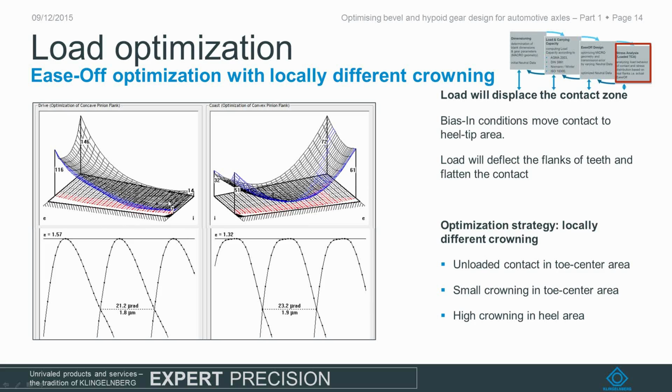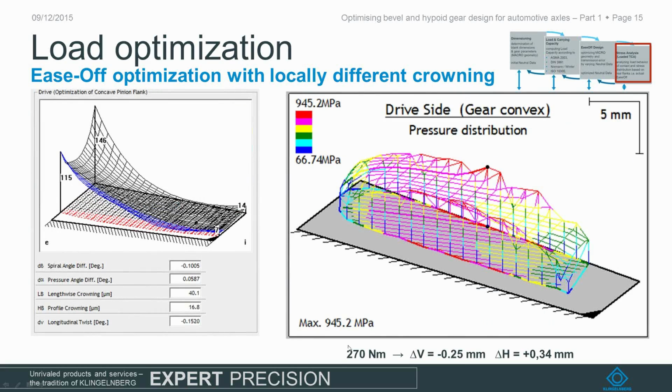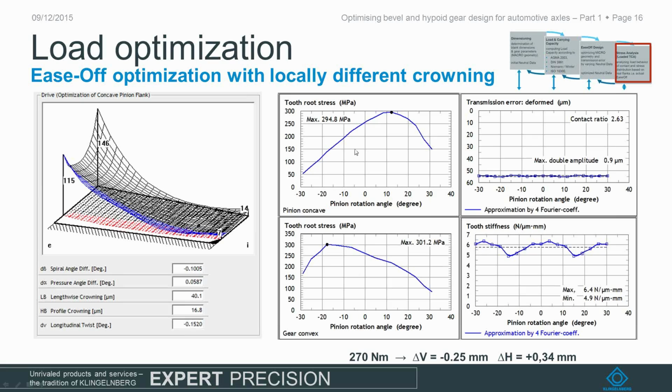And what we also can say, due to the reduced crowning in this area, we can reduce the local stresses in this area. This is shown over here. We could reduce the maximum stress by 50 megapascal, and see that we have then the chance also to improve the load carrying capacity of this gear set just by optimizing the ease-off. Here you can also see that this had a more or less neutral effect on the tooth root stress. The tooth root stress level has been kept similar, and also the stiffness fluctuation has been similar to the example before.